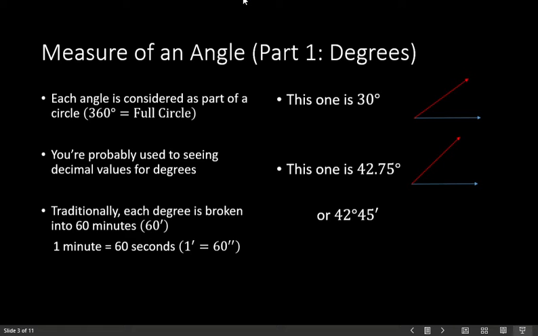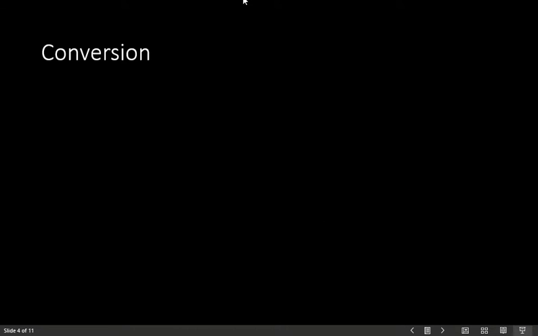You can also break the minutes down further if you need to into seconds. You may have seen angles written like this if you were ever looking at, say, a GPS feed. GPS angles are precise enough, they actually use minutes and seconds of a degree. As far as converting between decimal degrees and degrees, minutes, and seconds, it's mostly a matter of remembering what degrees, or I should say minutes, are.